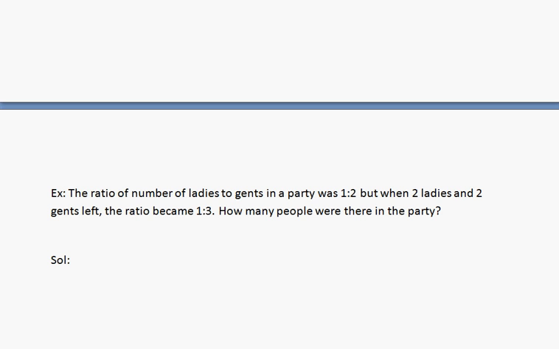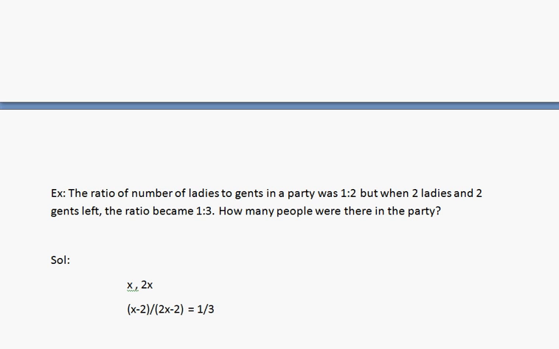So the number of ladies and gents are in ratio 1:2. So let the number of ladies be x, number of gents be 2x. Now if 2 ladies and 2 gents leave, their ratio becomes 1:3. So x minus 2 is the number of ladies which are left, and 2x minus 2 are the number of gents which are left, and it becomes 1/3, right?